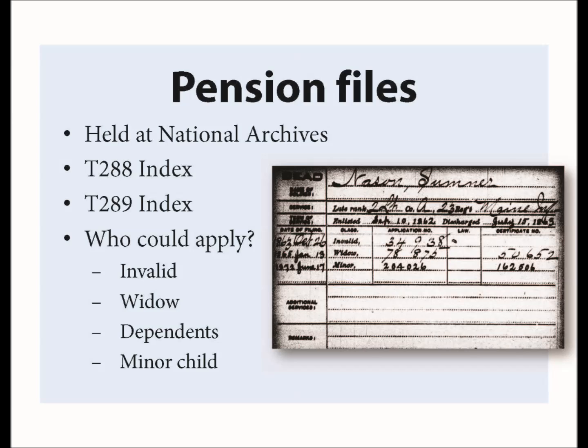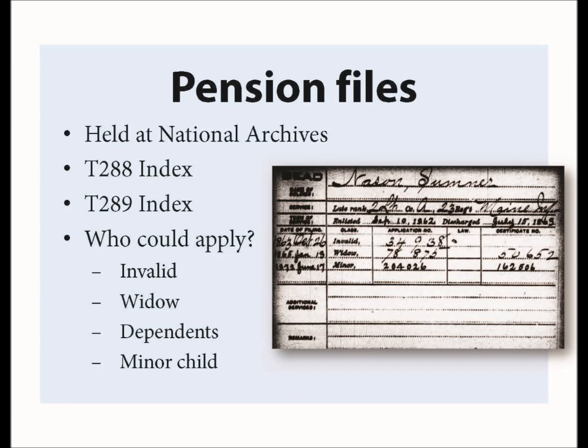It made a lot more sense. So the government office came up with two indexes. Now the second index, the T289, also includes at the end of the card, we'll say, the date of death and the place of death, where the T288 does not. Now who can apply for a pension? Well, if you're an invalid, if you're a widow, if you had dependents, especially a minor child.